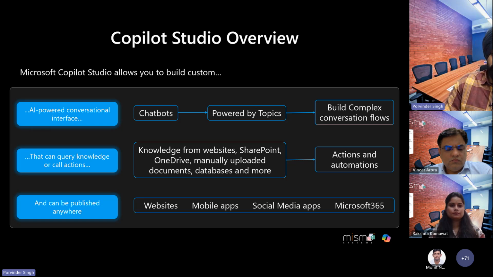And once you have built a copilot which you feel is ready for use, you can publish it in a number of different places. You can publish your copilots on your public websites. You can publish them into mobile apps that you are developing, or you can also integrate them with Microsoft 365 and help the users carry out some automation inside your enterprise tenant.